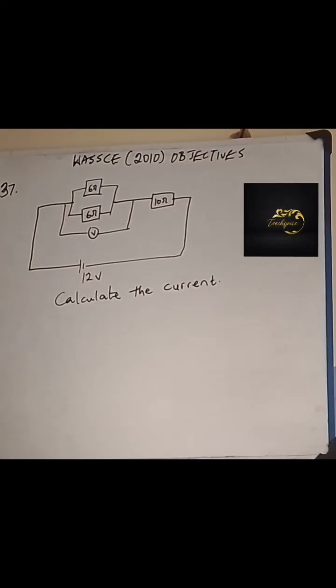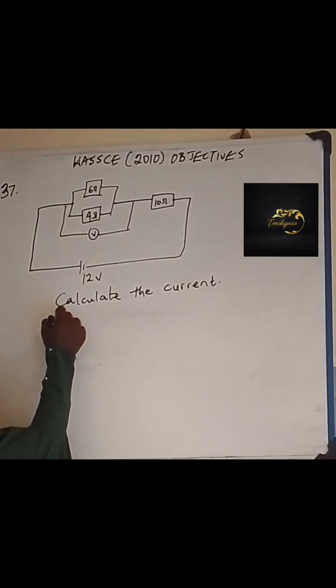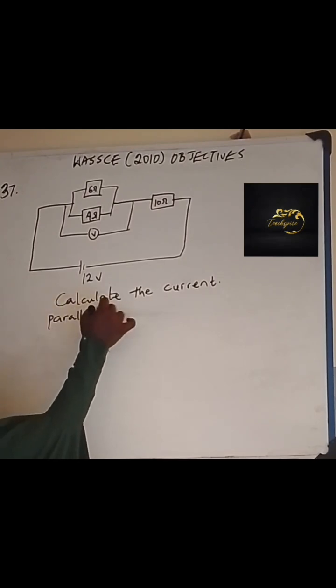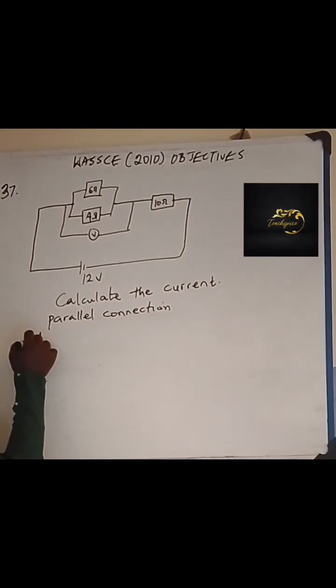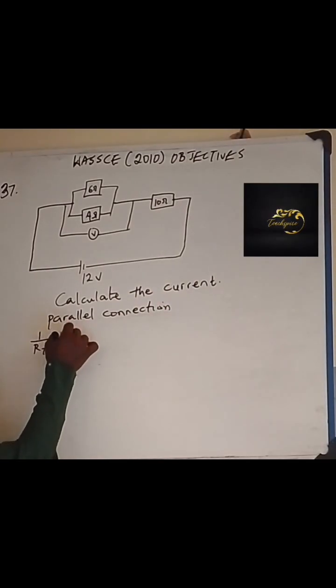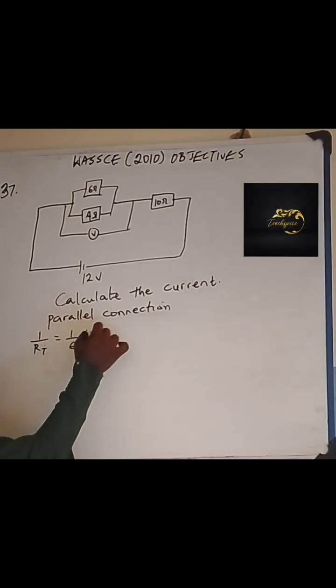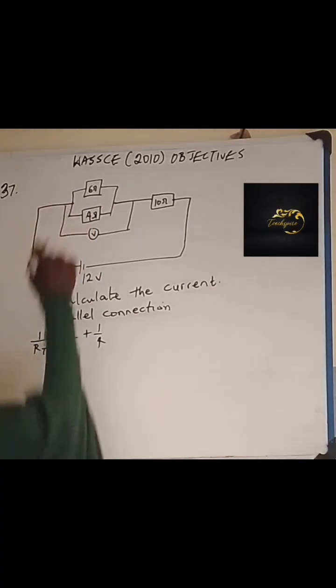In this diagram, we are given 3 resistors. 2 are connected in parallel while 1 is in series. So the first thing we need to do is to solve for the 2 in parallel. So we start with that. For a parallel connection, we take the reciprocal. So 1 over R total equals 1 over 6 plus 1 over 4. These are the 2 parallel connections.